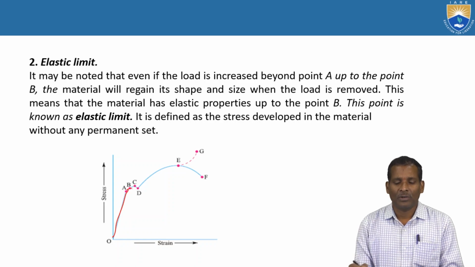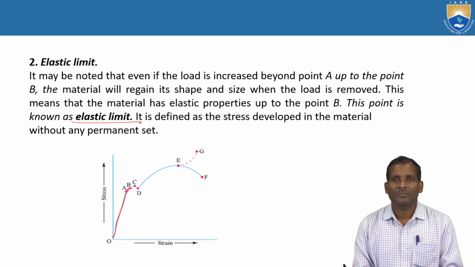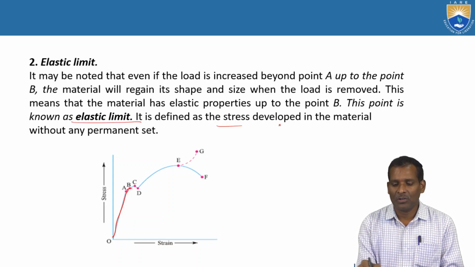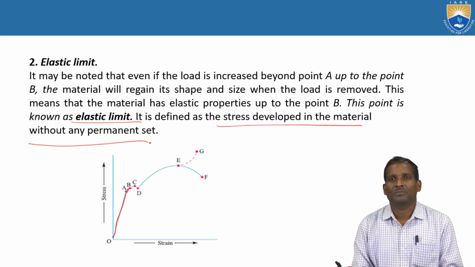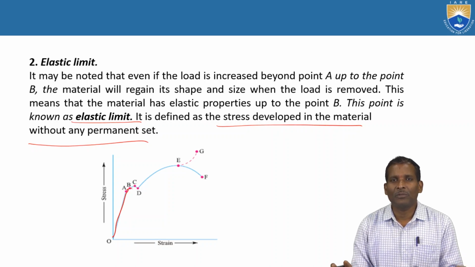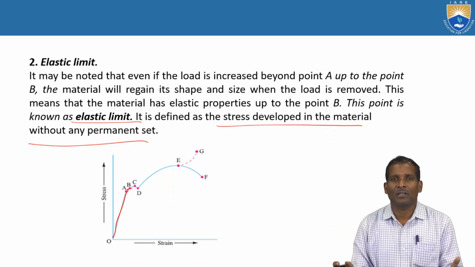So this point is known as the elastic limit. It is defined as the stress developed in the material without any permanent set. So there is no permanent deformation. Whatever is obtained, the deformation is temporary deformation. Why? Because of the elasticity property.